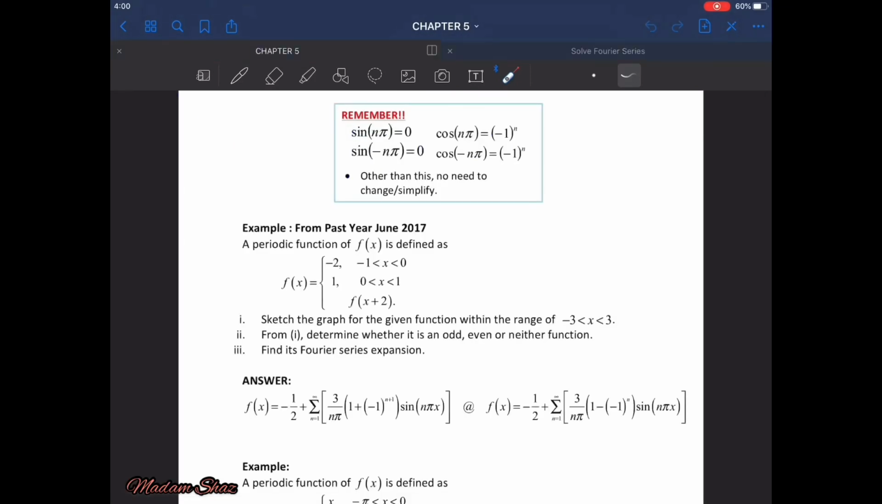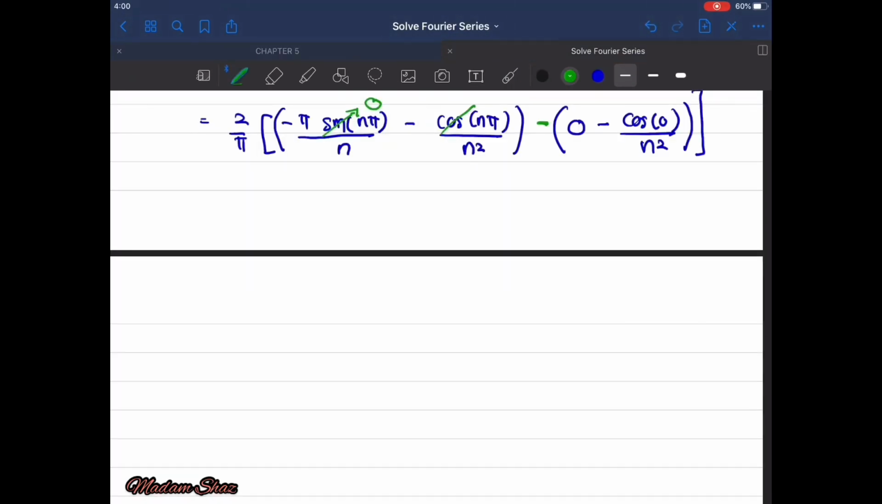Cos n pi, this one if you refer to the formula here, cos n pi is equal to negative 1 the power of n. So this one will become negative 1 the power of n. Cos of 0, by using your calculator, cos of 0 will become 1. So rewrite back your answer. An will become 2 over pi. Negative pi multiply with 0, everything will become 0. Minus negative 1 the power of n divide with n square. Minus 0, so it's minus 0. Minus will become plus 1 over n the power of 2.